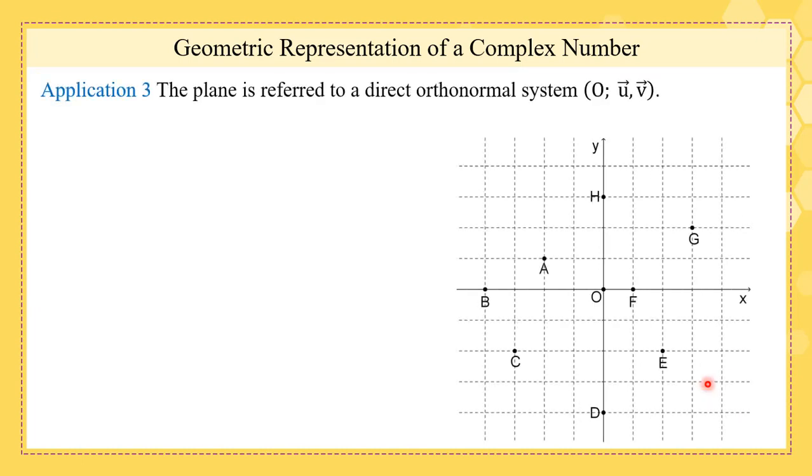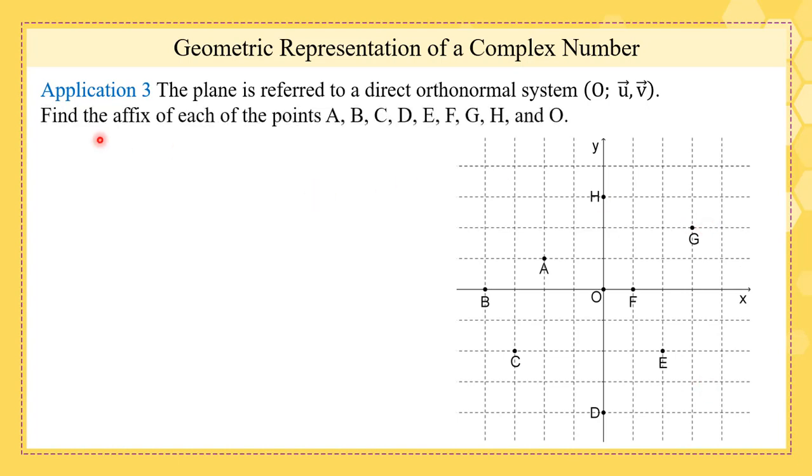Now we have this grid. And we need to find the affix of each of the points A, B, C, D, F, G, H, and O. In other words, you do know the coordinates of the points and you need their affixes. Try to do them alone and then compare your answers.